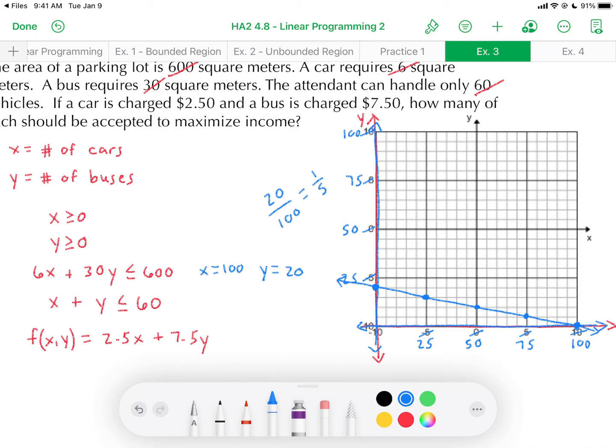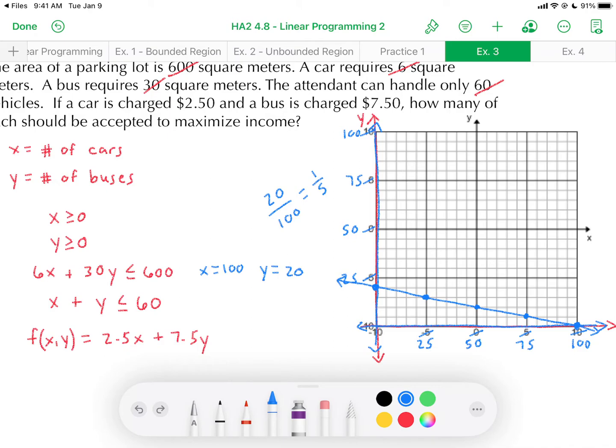Okay, so the shading for that one, if I use the origin as a test point, I would end up with a true statement. I'd have 0 is less than or equal to 600. So right now my overlap between the three constraints I have graphed is this region here, right? Okay, I'm going to clear that for a second because I still have one more to graph.